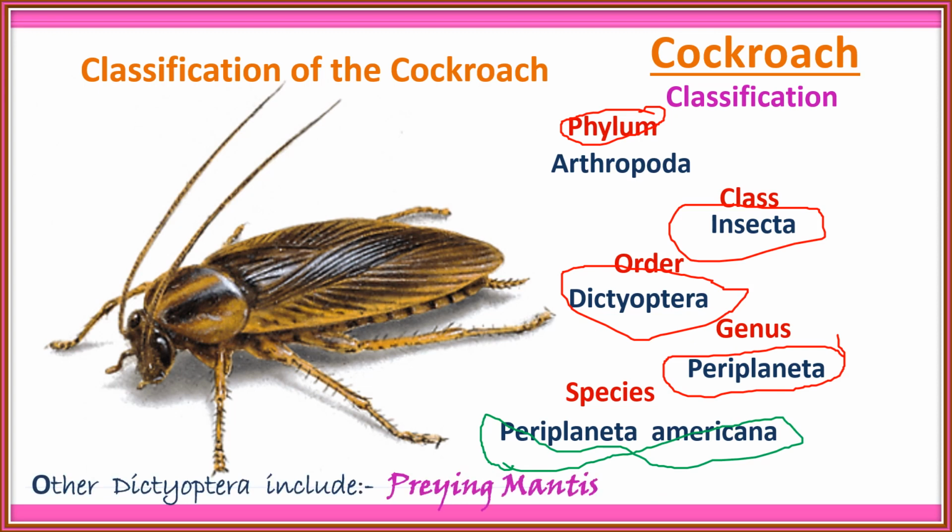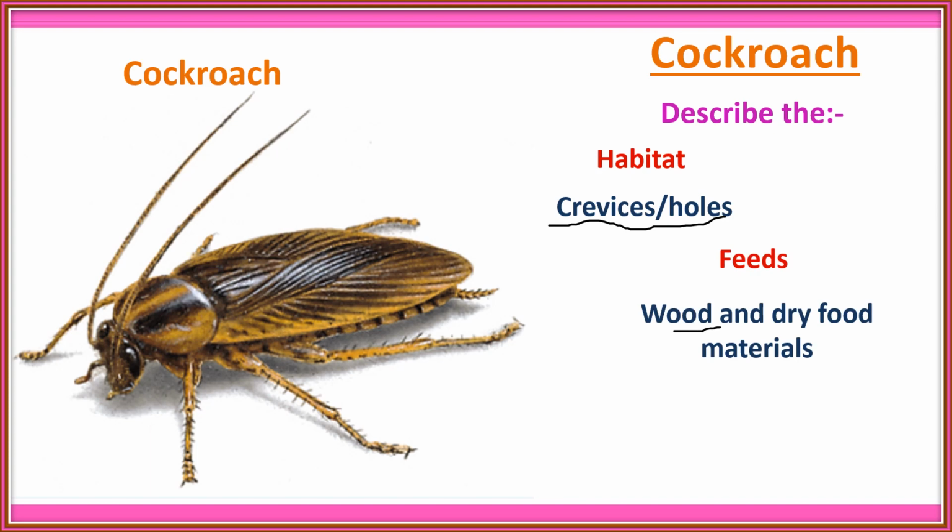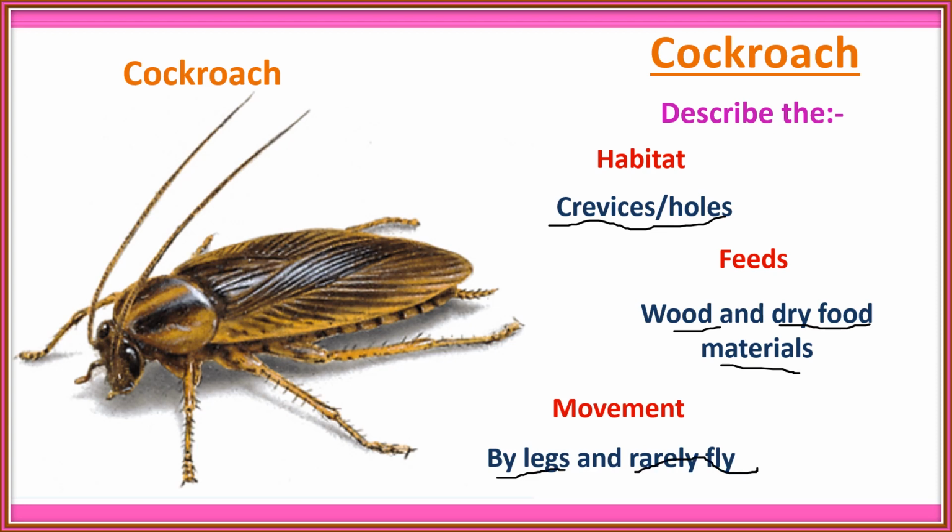Other Dictyoptera include the praying mantis. We want now to describe the habitat. A cockroach lives in crevices or holes. That is their habitat. They feed on wood. They also feed on dry materials. The movement: they move by legs and rarely fly.